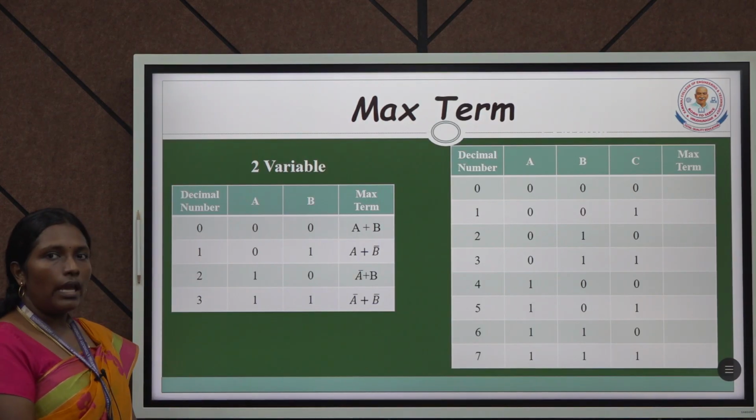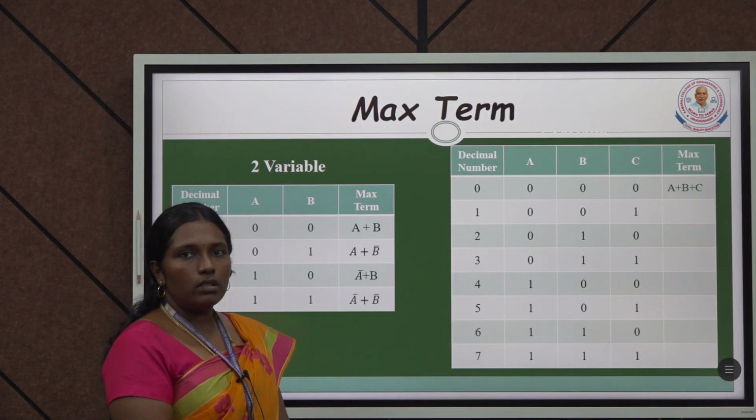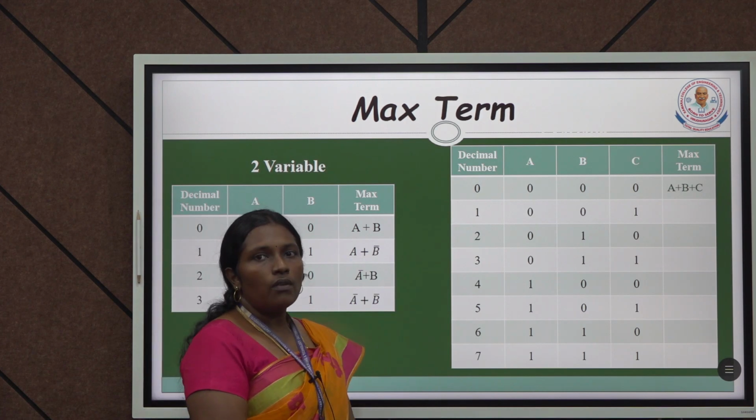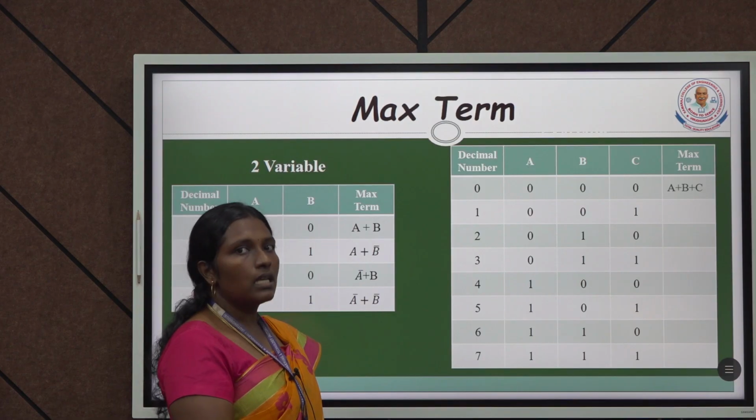For 1, 1, A bar plus B bar. Simultaneously, if we move on to the 3 variable truth table, for the decimal number 0, 0, 0, we will be writing it as A plus B plus C.